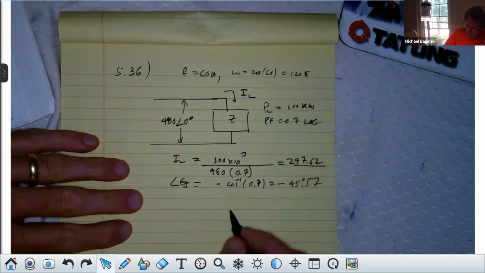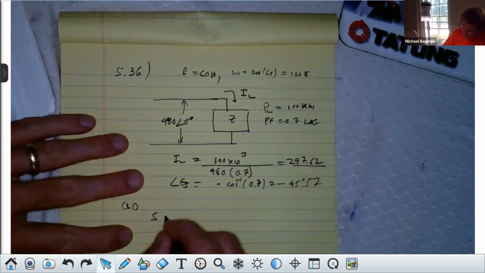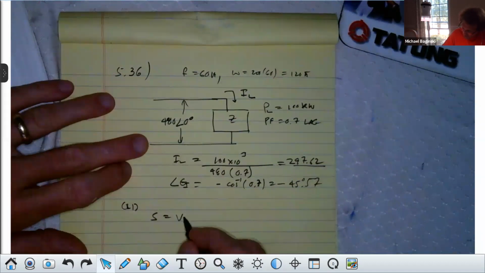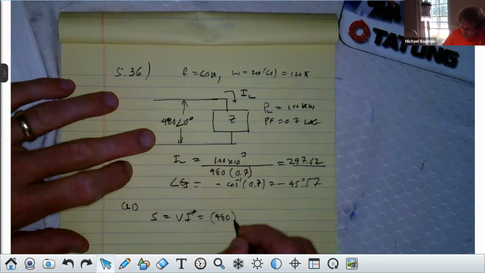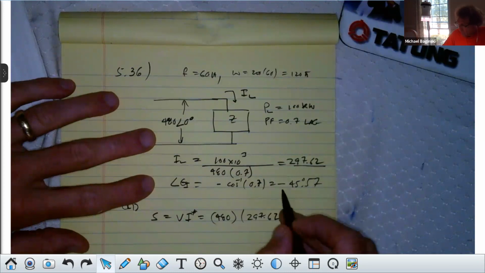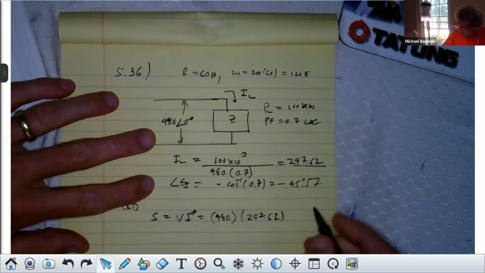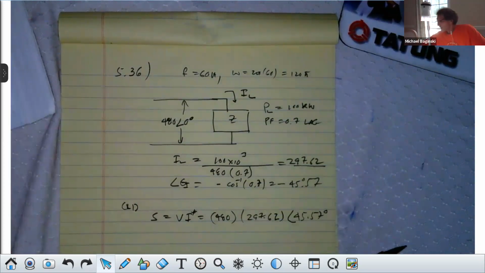Now, when we find the actual complex power, this is going to be the old complex power. That's going to be the voltage times the conjugated current. So the voltage is just 480, right? The angle is 0, so we don't need to do anything with it. The current was 297.62. And the angle was minus 45.57. When we conjugate it, we get plus 45.57 degrees. Do you agree?